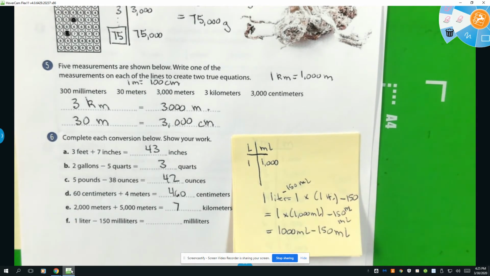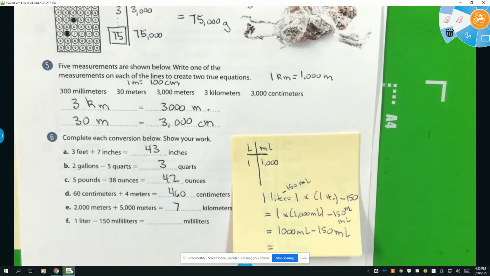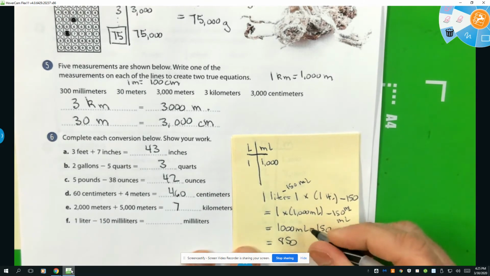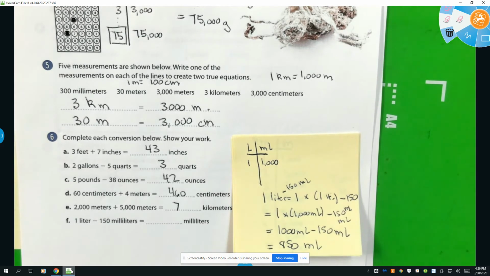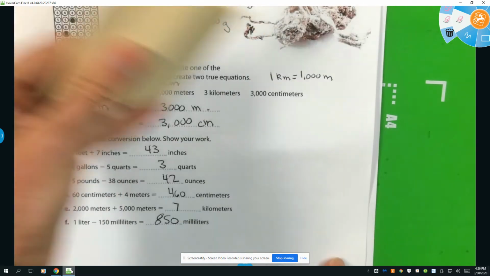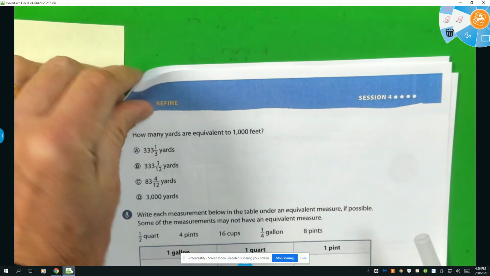And just do quick mental math, 1,000 minus 150, or 100 minus 15. You can break it down either way. Just do a little quick mental math, but you're going to be getting something very similar, which is 850 milliliters. All right, turn that page or get another page. Remember, pause often. Okay, number 7.